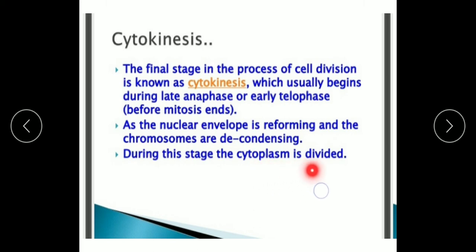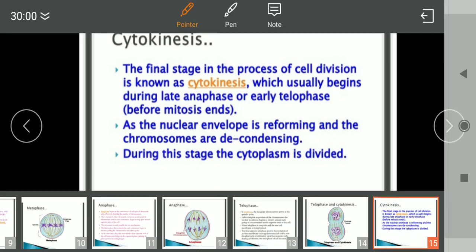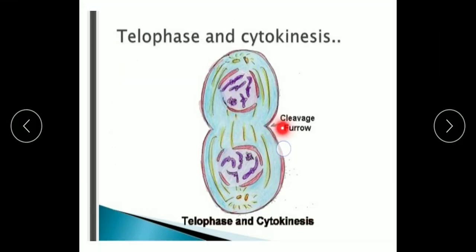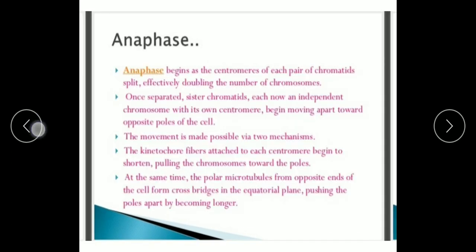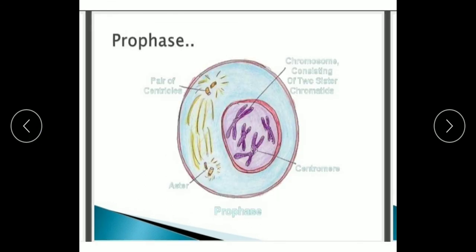During this stage, the cytoplasm is divided. The cleavage furrow develops, and it further develops into the cleavage of the cytoplasm, resulting in the mitosis forming two daughter cells from the parent cell. Two daughter cells. So today we have completed the cell division, mitosis.